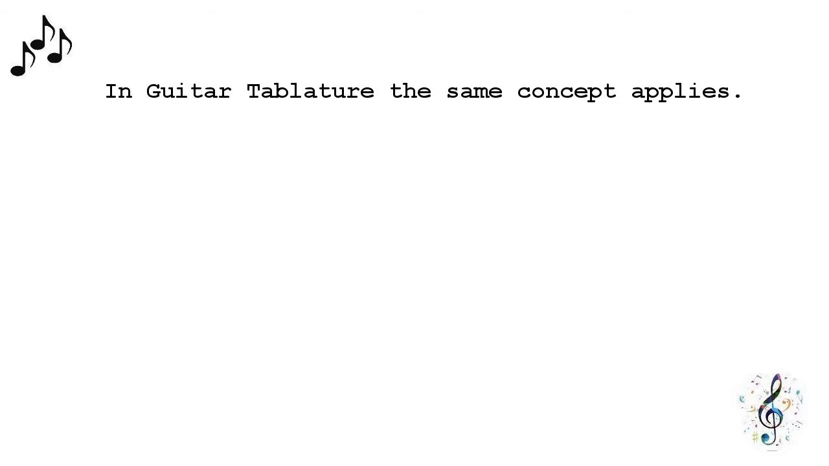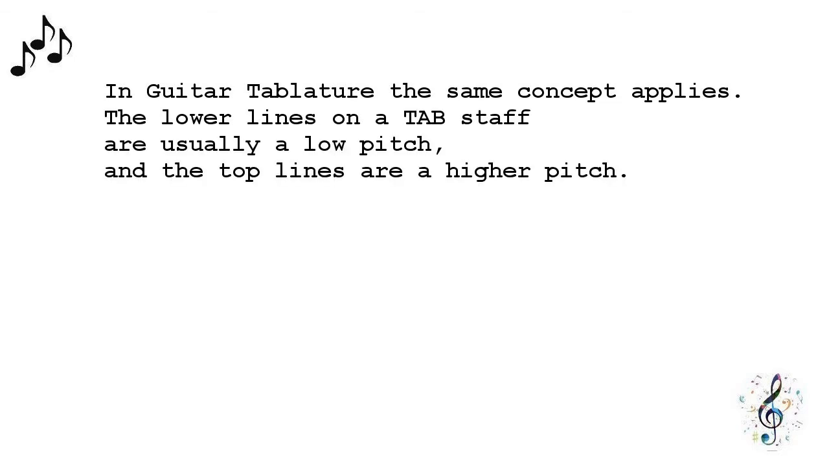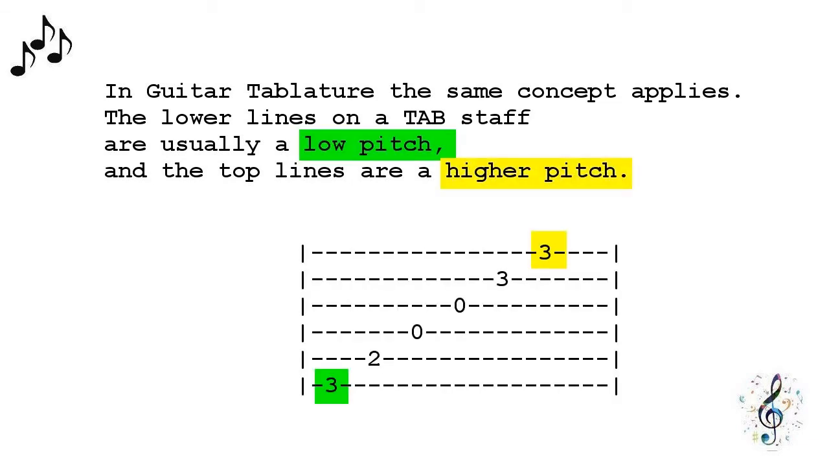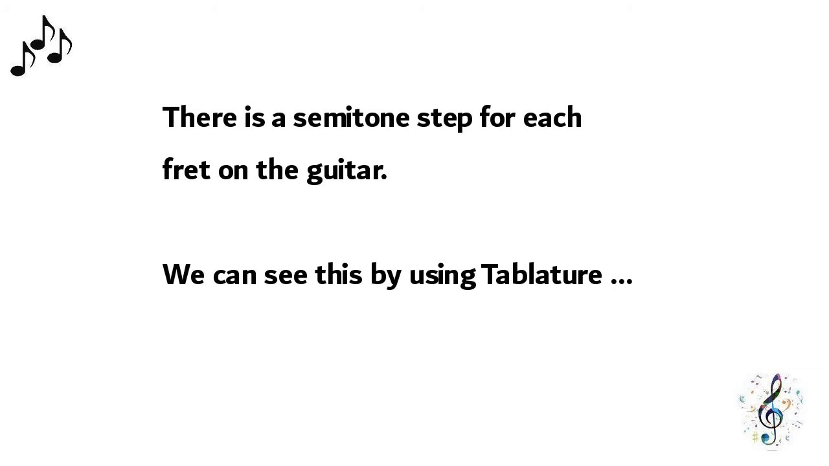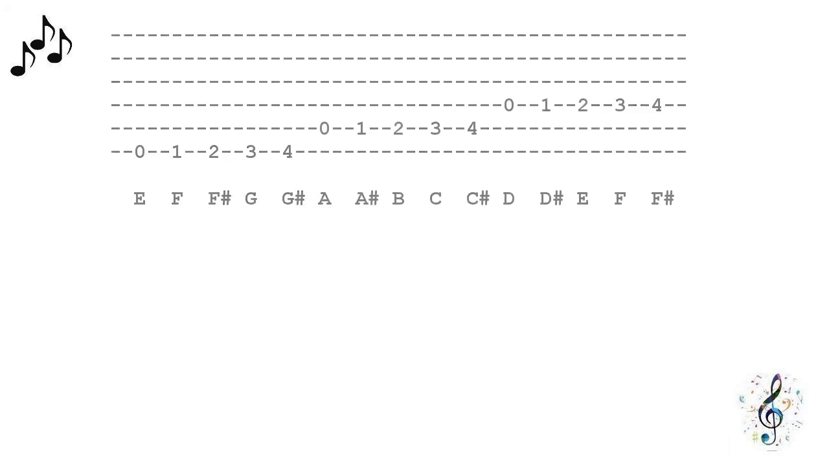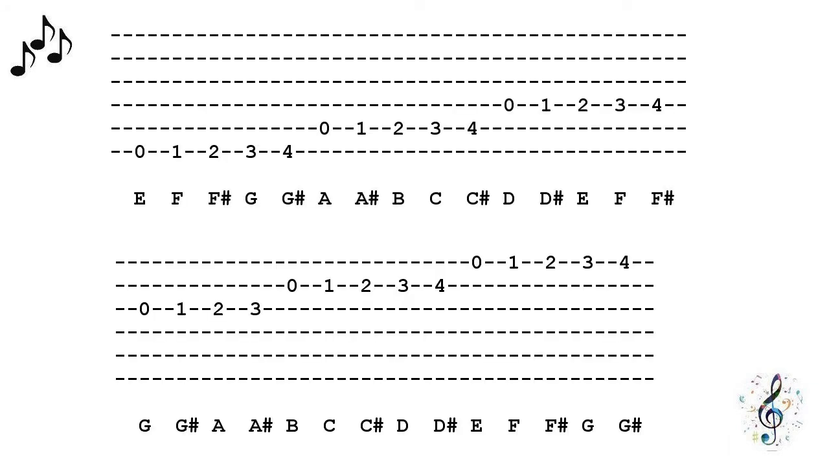In guitar tablature, the same concept applies. The lower lines on a tablature staff are usually a low pitch, and the top lines are a higher pitch. There is a semitone step for each fret on the guitar. We can see this by using tablature. Here it goes through the open string E to the F, which is the first fret, to the F sharp, G, G sharp. Now we have the natural notes and we have sharps there.